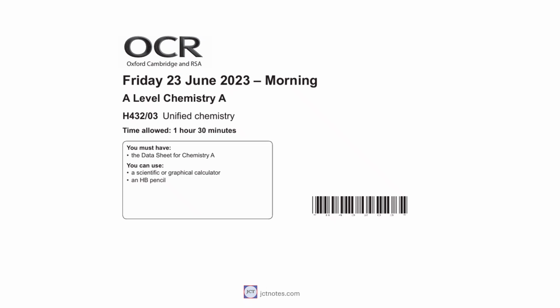Hello, in this video we're going through the OCR A-Level Chemistry 2023 Paper 3, Unified Chemistry, question by question. I'll show you not just the answers, but how to think through them in the way the mark scheme expects, so you know exactly how to pick up marks in the exam.